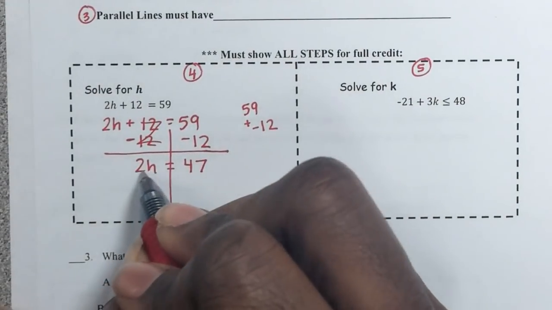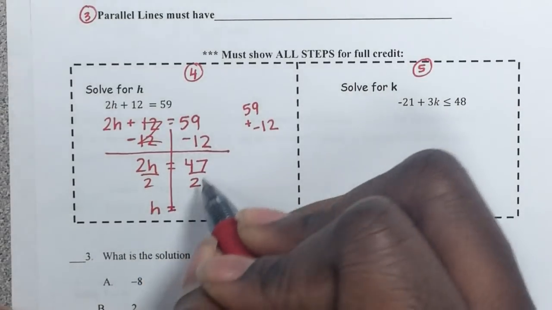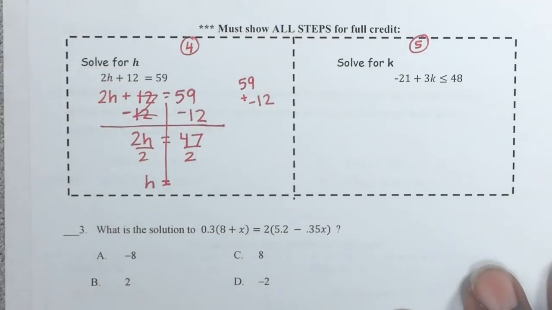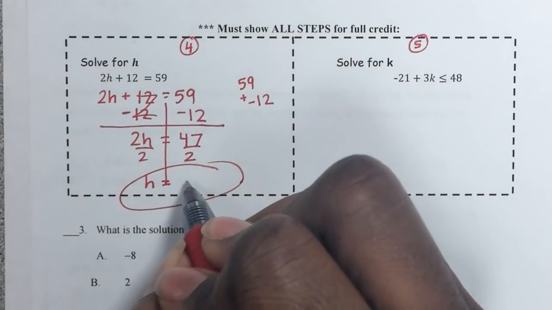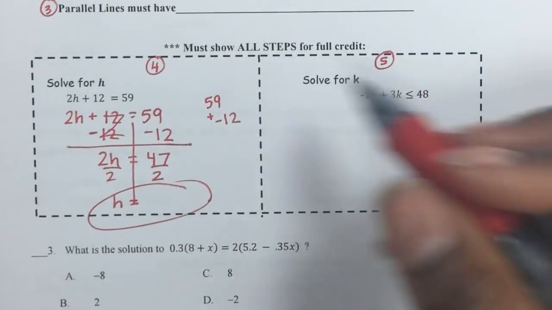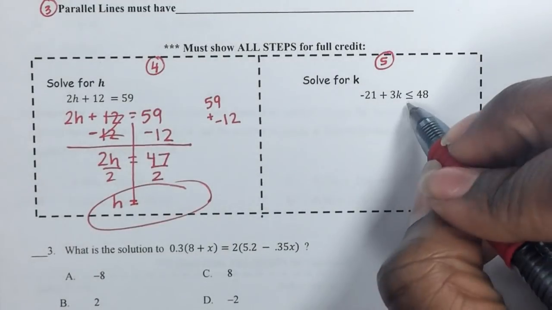And then how do you get rid of the 2? We divide both sides by 2. So h equals 47 divided by 2, and that equals 23.5. So your answer is going to be h equals 23.5. You write that in. Over here, notice this has an inequality symbol. This one didn't. This one, same steps.